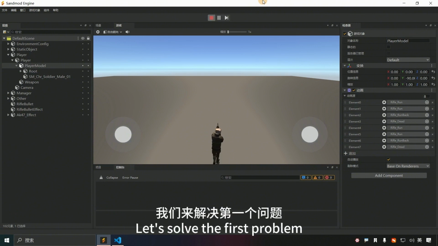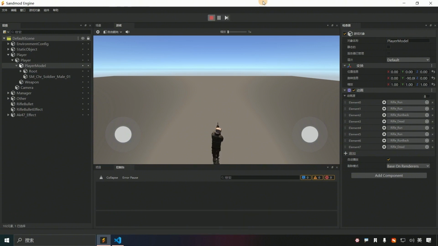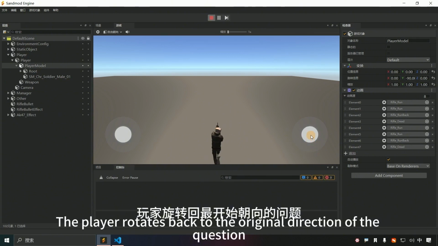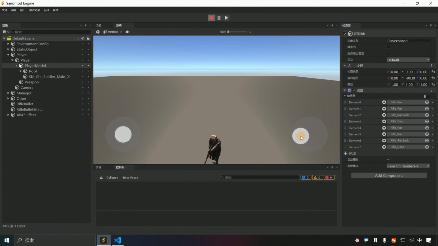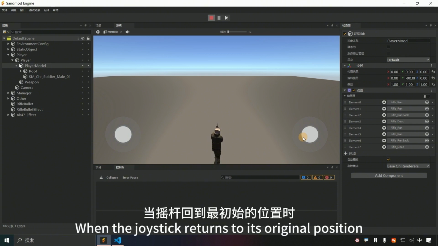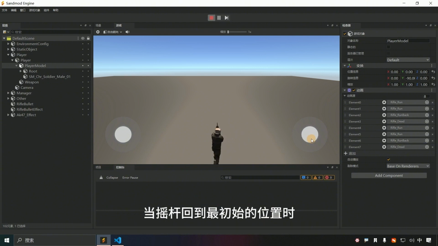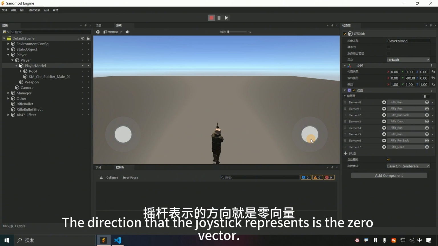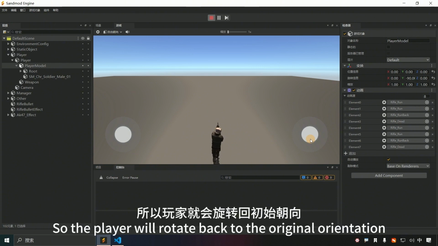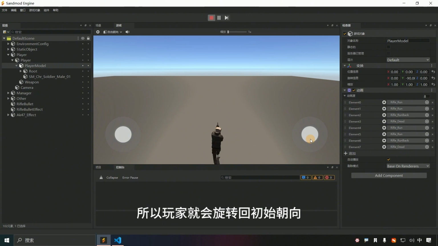First of all, let's solve the first problem. After the right joystick is returned, the player rotates back to the original direction. The reason is that when the joystick returns to its original position, the direction that the joystick represents is the zero vector. So the player will rotate back to the original orientation.